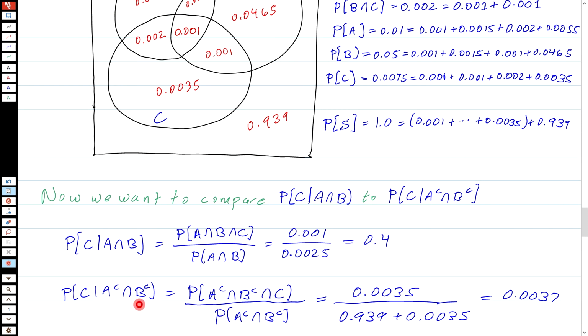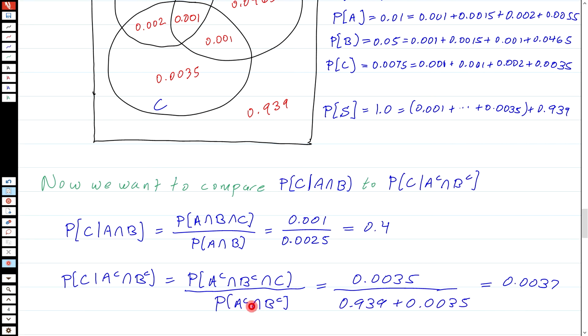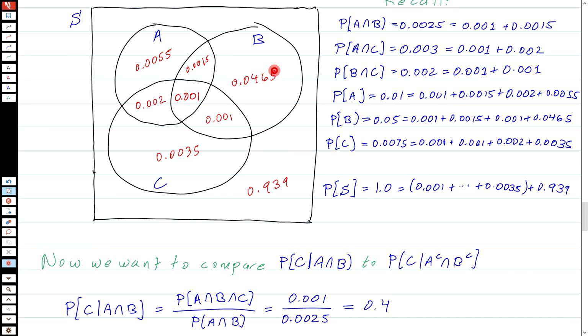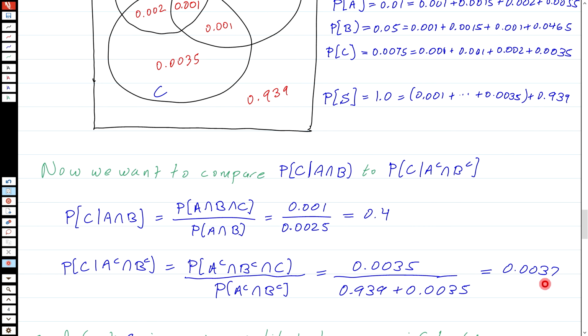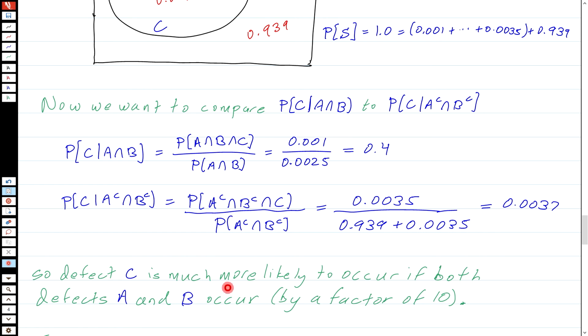And then we're looking for the probability of C, given that neither A nor B occur. That's the intersection of all three of these: A complement, intersection B complement, intersection C, and that is C alone. That's everything outside of A and B, but including C. So that's the 0.035. And then probability of A complement intersection B complement is everything outside of A and B, so it's the complement of A union B. So it's 0.035 plus 0.939, which we have here, and we get 0.0037. So basically, it's saying that C is much more likely to occur if both the defects A and B occur, and it's by a factor of about 10.